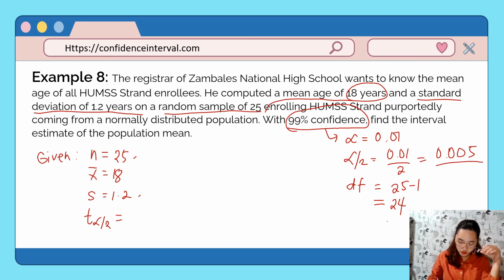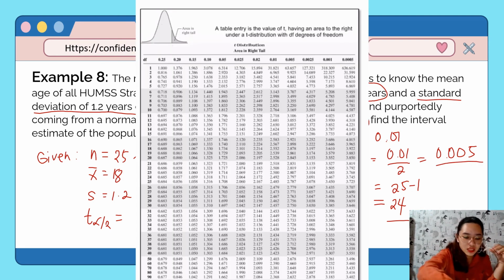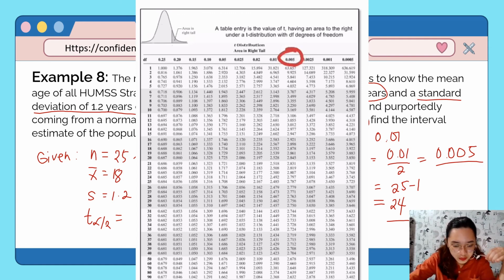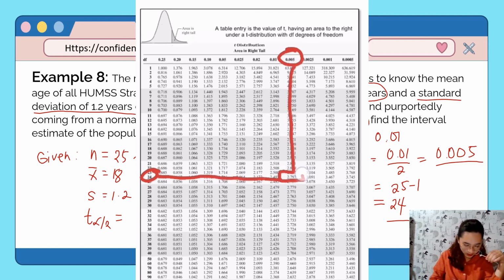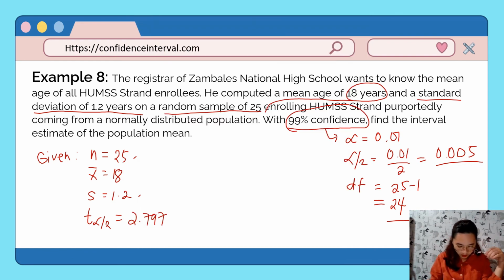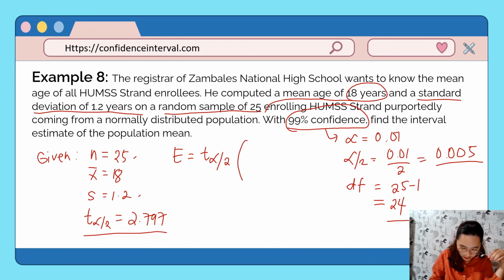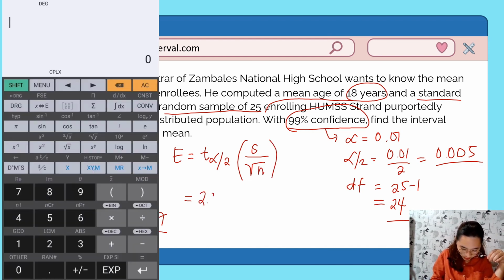So, yung 0.005 at saka 24, ngayon, ang hahanapin natin sa ating t-table. 0.005, then 24. So, our t-value is 2.797. Yan. So, gagamitin po natin ito, of course, itong mga given to compute for our margin of error. Ang margin of error natin is t alpha over 2 times the sample standard deviation over the square root of n. Substitute lang po natin yung mga values. We have 1.2 over square root of 25.